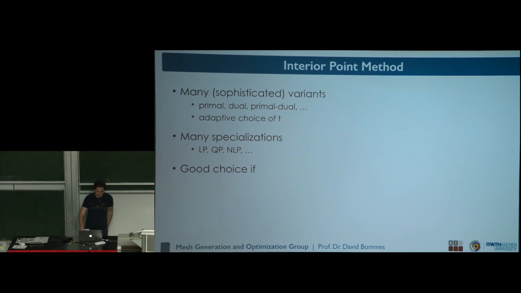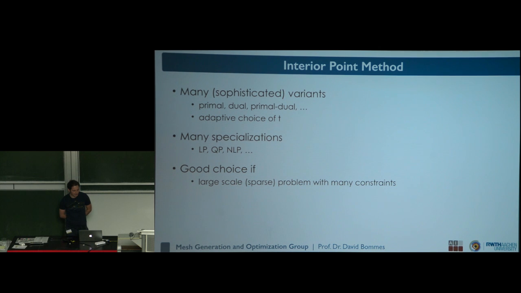I don't want to go into detail here. Let's talk about when interior point methods are a good choice. They are very good if you have large-scale sparse problems with many constraints. Many constraints means a complicated boundary. But since we are not worried about the complexity of the boundary, because we're converging from the interior, it does not hurt with interior point methods.